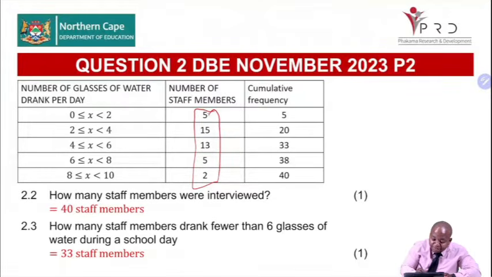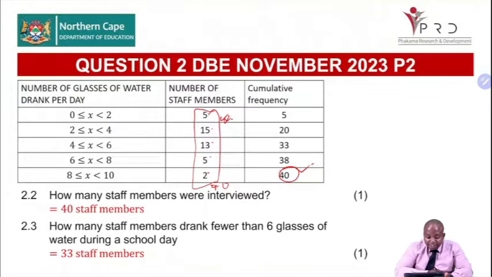To say 5 plus 15 plus 13 plus 5 plus 2, it is going to be 40. Or we just take the last value of the cumulative frequency there. So that is 40. So the total, we add all of the values under frequency, or we take the last value of the cumulative frequency.